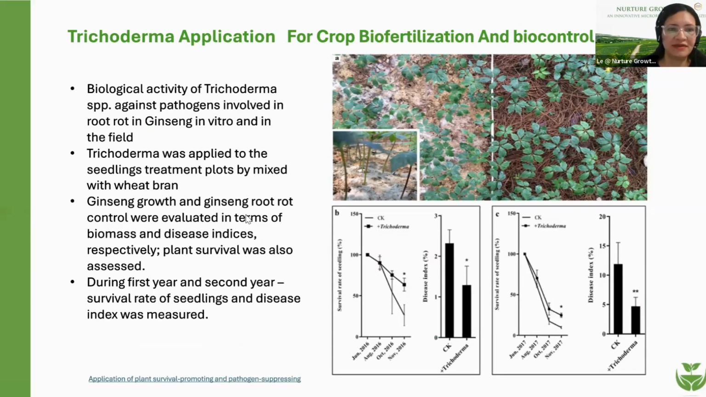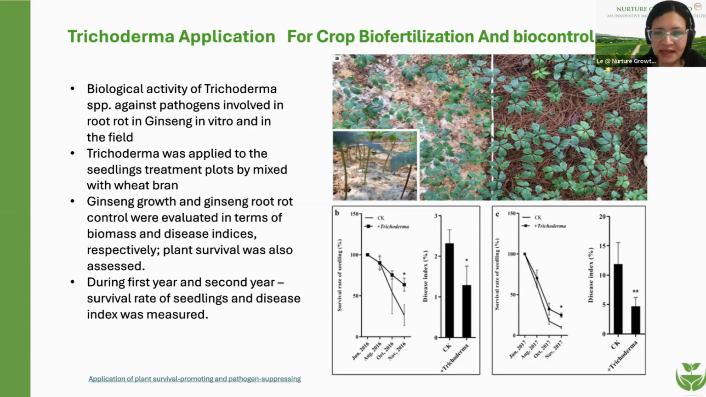This is one more example of Trichoderma application for crop biofertilization and biocontrol. This was done to check the biological activity of Trichoderma against pathogens involved in root rot in ginseng, in vitro and in field conditions as well. Trichoderma was applied in the seedling treatment plot by mixing with bran. We can see on the left side the white material, showing the presence of Trichoderma in the field, and the other side is not treated with Trichoderma.